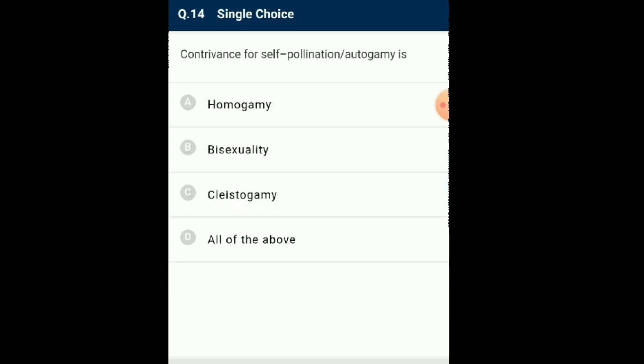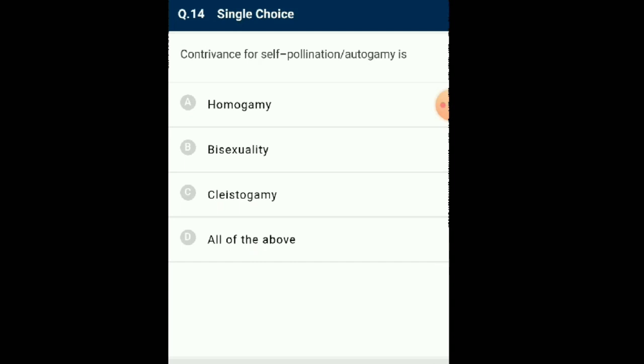Question number 14. Contrivance for self-pollination or autogamy. Plants have specific adaptations, or so-called contrivances, for both autogamy and allogamy. Some contrivances for autogamy, that means self-pollination, are: formation of bisexual flowers ensures self-pollination when both the sexes are present in the flower, and if they mature at the same time the flower is preferred for autogamy. In a bisexual flower, when both the sexes mature at the same time, that is called homogamy. It goes for self-pollination. Example, Papaver.